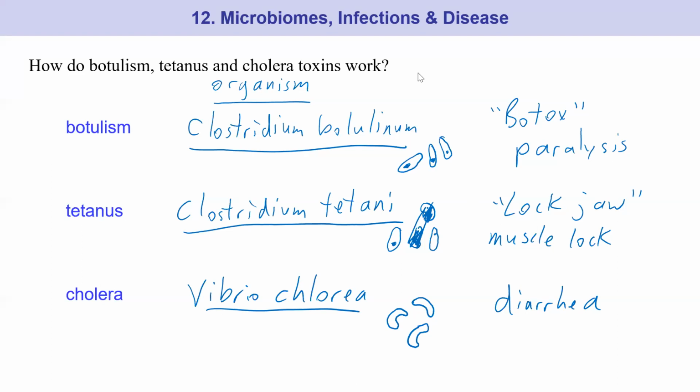So I see there's a question here. Somebody's asking, do botulism and tetanus have different types of toxins? All of these, botulism, tetanus, and cholera, would be considered exotoxins, meaning that the toxins are secreted by the organism and are causing the disease. Remember, endotoxins are part of the organism, and usually when we talk about endotoxin, we're talking about part of the membrane in gram-negative organisms.